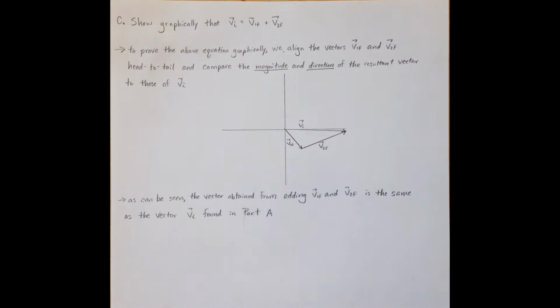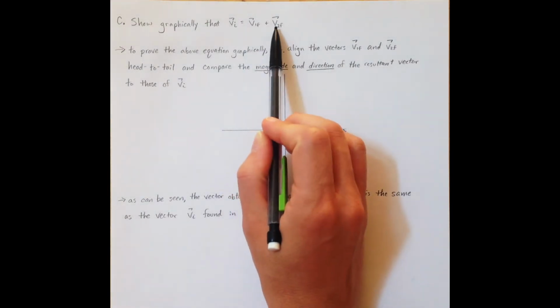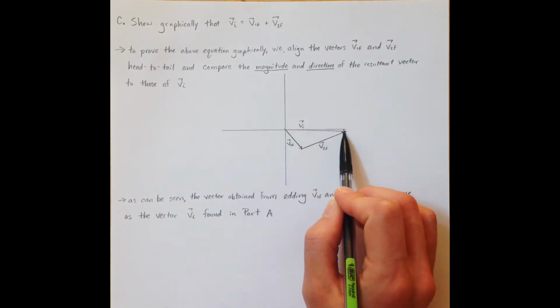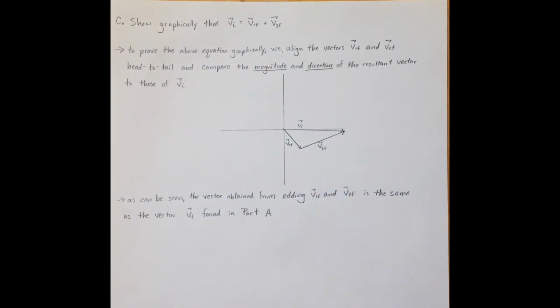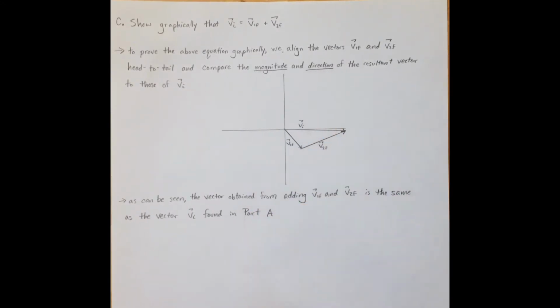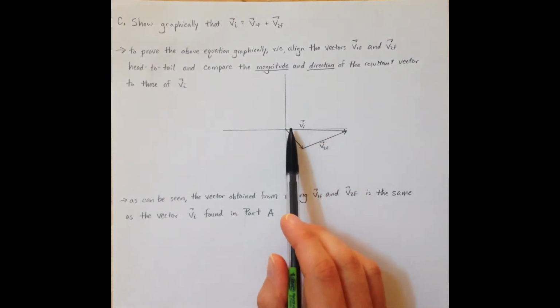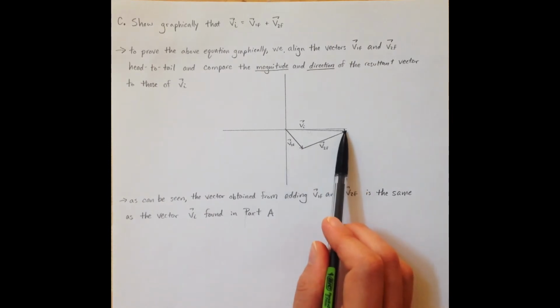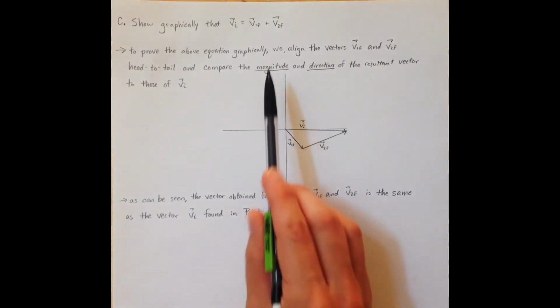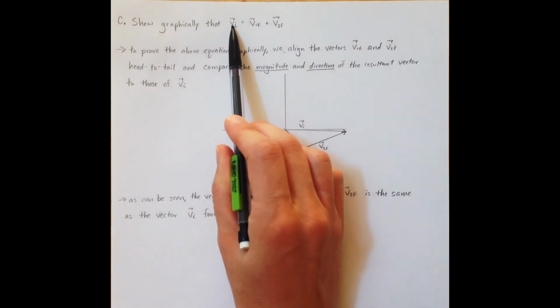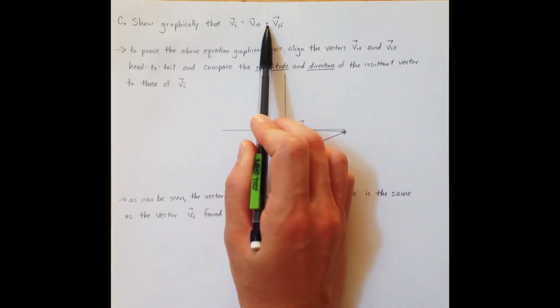To prove this statement, we first add the vectors v1f and v2f by aligning them head to tail and drawing the resultant vector. For two vectors to be equal, they need to have both the same magnitude and direction. If we were to compare the magnitude and direction of this resultant vector formed by adding v1f and v2f, we would see that it has both the same magnitude and direction as the vector we drew in part A. This is proof graphically that v sub I is equal to v1f plus v2f.